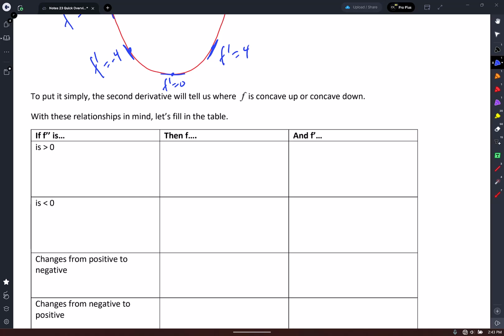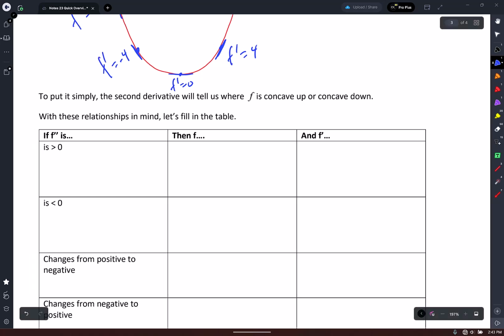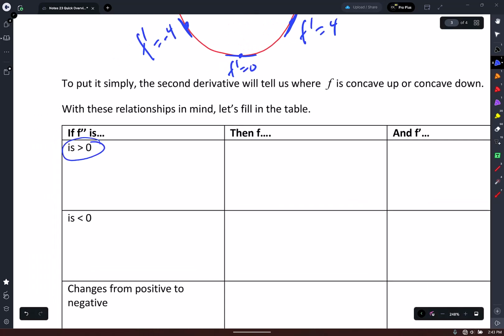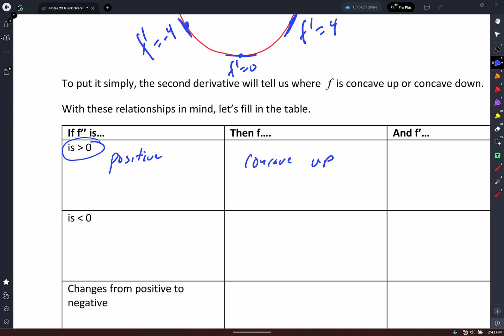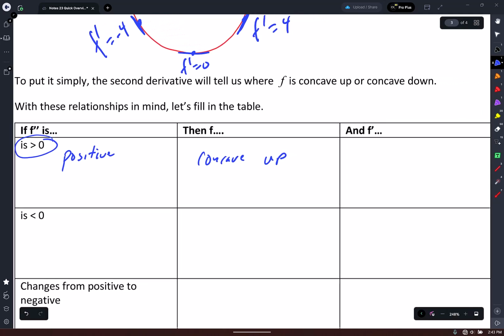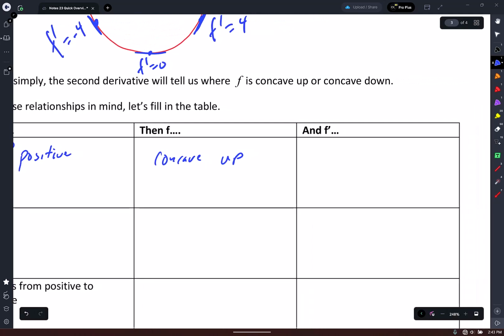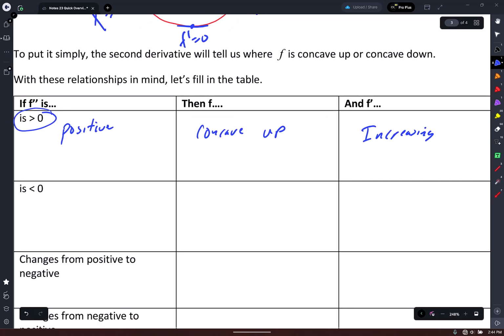Look, all 3 relationships are here. So let's see. If f prime prime is positive, then f is what? Concave up. So then I'm going to write concave up in here. And f prime is what? Perfect. Make sure when you take your notes, look, it says f prime here. F prime is increasing. Okay, are we still okay?